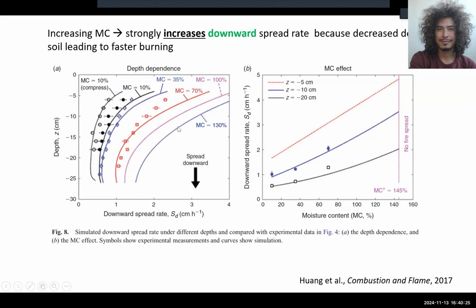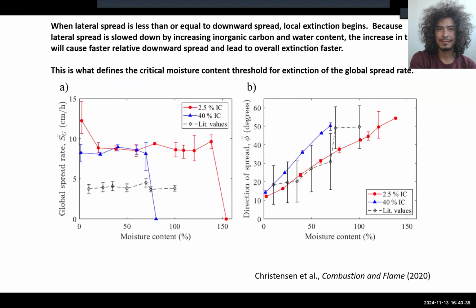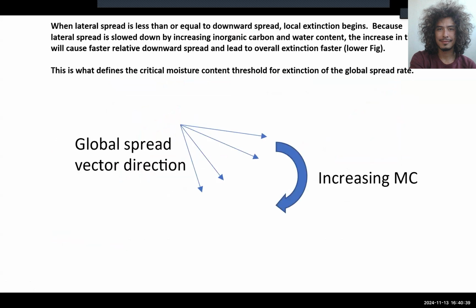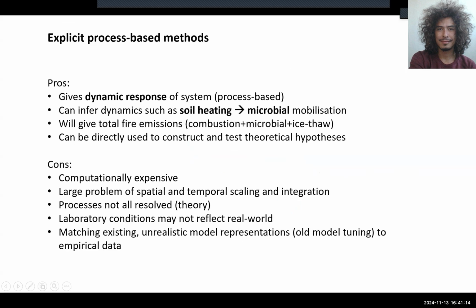your spread rate will also increase with, actually this time it increases with moisture content, which is kind of counterintuitive. And the reason for that is, when lateral spread is less than or equal to downward spread, local extinction begins. And this lateral spread is slowed down by increasing inorganic carbon and water content. The increase in these will cause faster relative downward spread and lead to overall extinction more quickly. So basically, as your vector spread direction in the soil increases in this way, you also get an increasing moisture content, which also then leads to extinction faster.